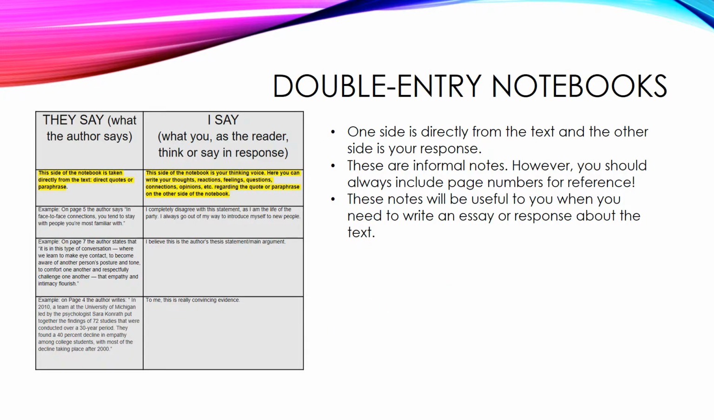In this class, we are going to require that everyone participate in annotation. The kind of annotation we will ask you to do is called double entry notebook. This style of note can be done on traditional notebook paper or on the computer. It doesn't really matter, whatever you prefer. What does matter is that you have to have 2 columns.